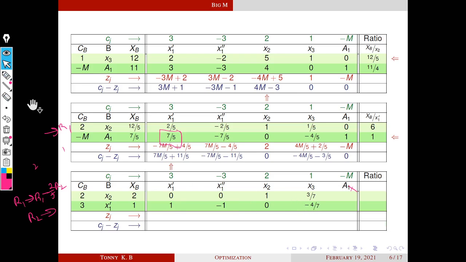Okay, again we have to calculate Zj and Cj minus Zj. Again there is a positive term, 13 by 7, so that is our entering variable. You take the ratio. Corresponding to this entering column there is only one positive term, this is negative, so no need to take the ratio for this negative entry. So we have only one ratio, that is 2 by 3 by 7, which is 14 by 3. This is the minimum. So here the leaving variable is x2, and the entering variable is x3.